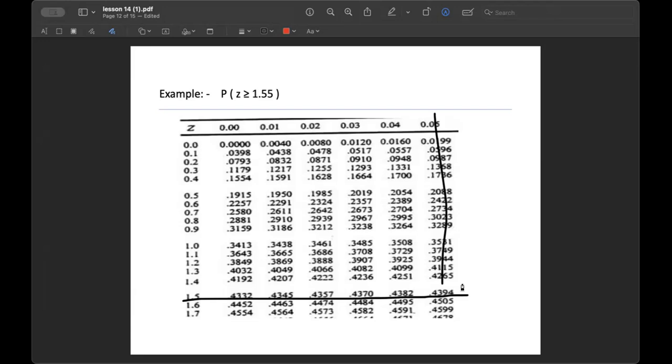Miss, why is it the fifth column? Sorry? Why is it the fifth column?